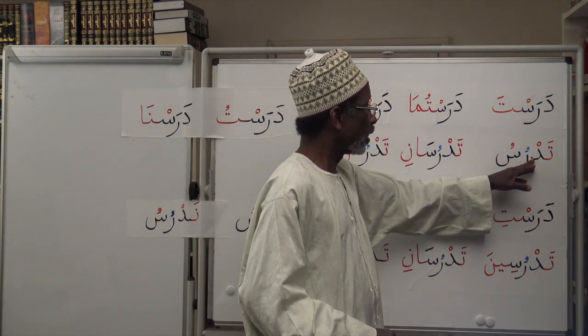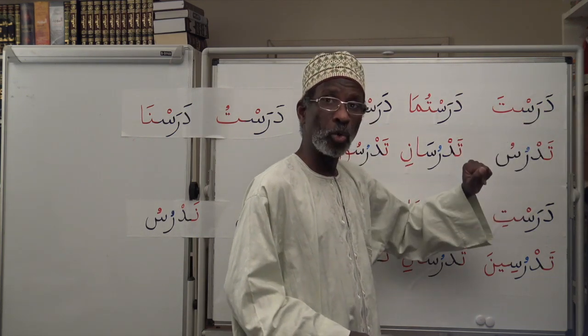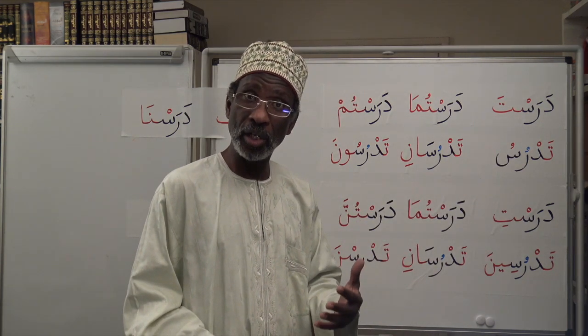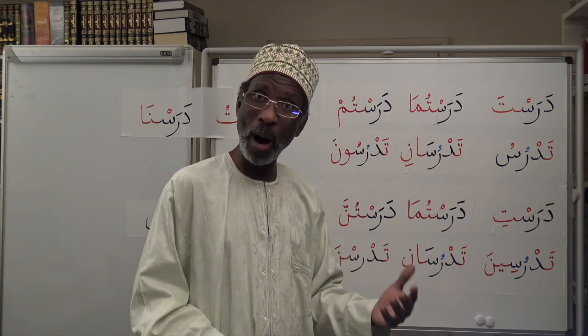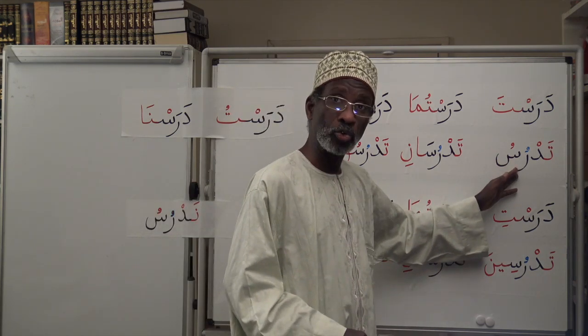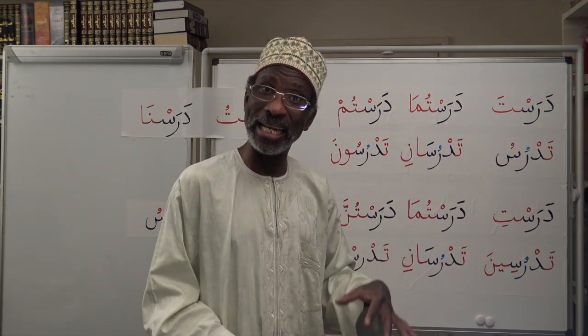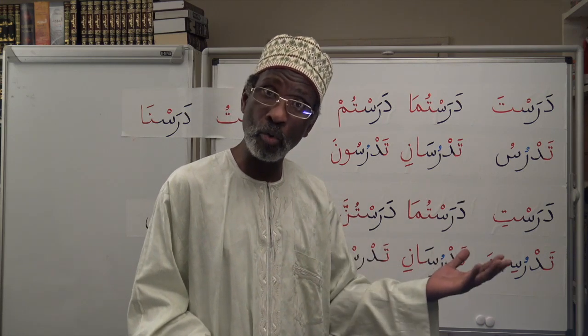Now, the rest is very similar. Sukun on the first root letter. The second root letter, you will be informed. You need to learn that through a dictionary, for instance, whether it's u or i or a. Here it is u, tedrusu. Some verbs will be kasra, like jalasa yajlisu. Some will be fatha, like fahima yafhamu, and so on.